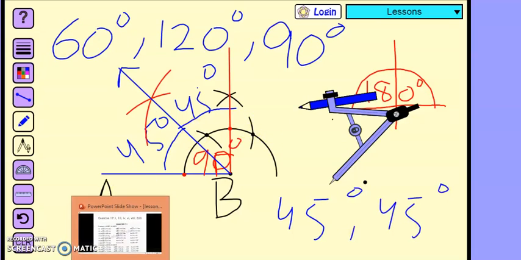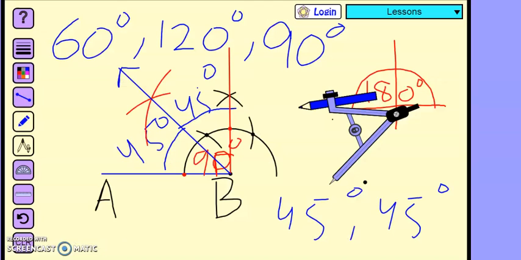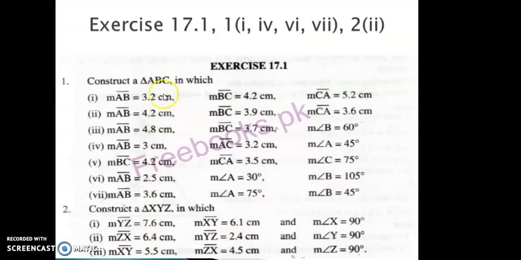Okay. Now moving on to your exercise 17.1. Question number 1, part 1 we are going to do on our geometrical section. I am going to clear my screen. Now as it is given that measure of AB is equal to 3.2 centimeter, measure of BC is equal to 4.2 centimeter, and measure of CA is equal to 5.2 centimeter.